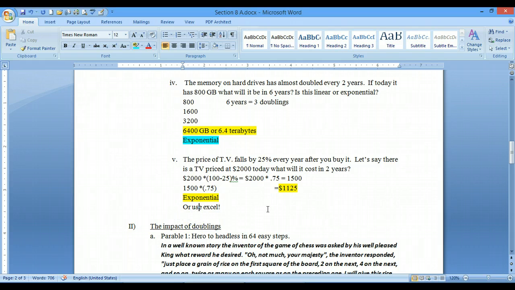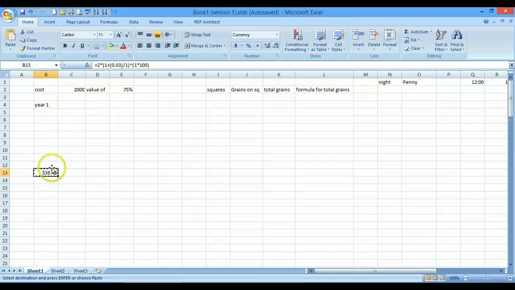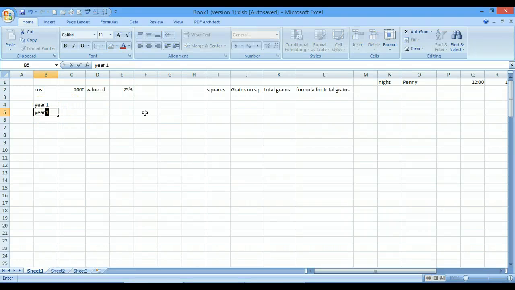In this example, it's really easy. We only have 2 years, but what if it asked for it after several years? So let's try it. This one we already did. So I've pre-canned a couple of things up here just to remind myself the cost of the TV is $2,000 and the value is going to be 75% of it, because 25% off leaves me 75% of the value. Year 1, year 2, and we can go a couple of years.